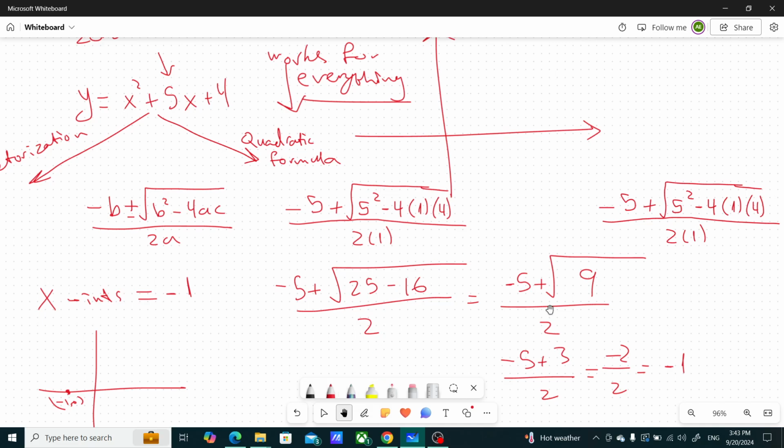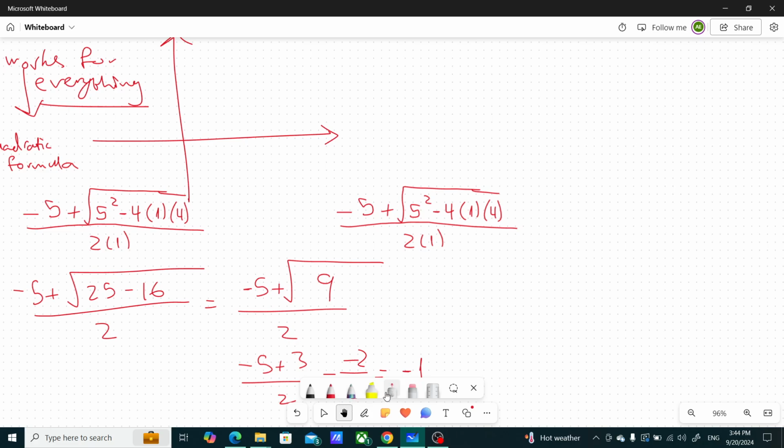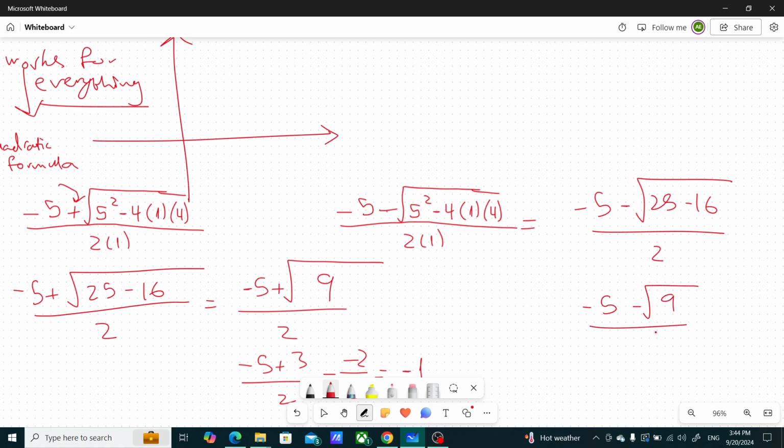Okay? Now for the second solution, remember, the first time we had this as a plus. So now we will solve when this is a minus. Okay? So it's the exact same thing. Minus 5 minus square root 25 minus 16 over 2. So minus 5 minus, this is going to be 9. So square root of 9 over 2. So this is going to be minus 5 minus 3 over 2. Minus 5 minus 3 is minus 8 over 2. So my answer is minus 4. So my second x is minus 4.